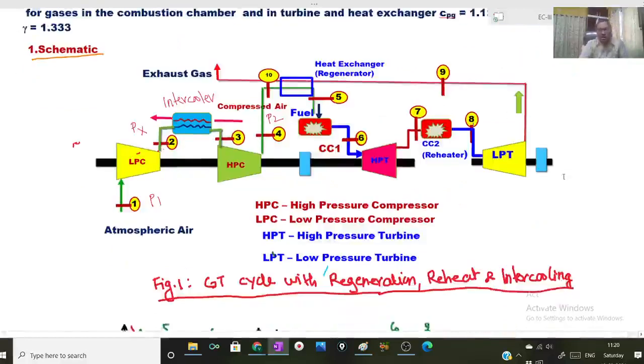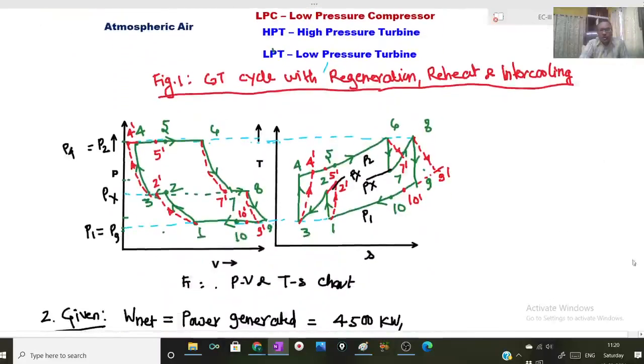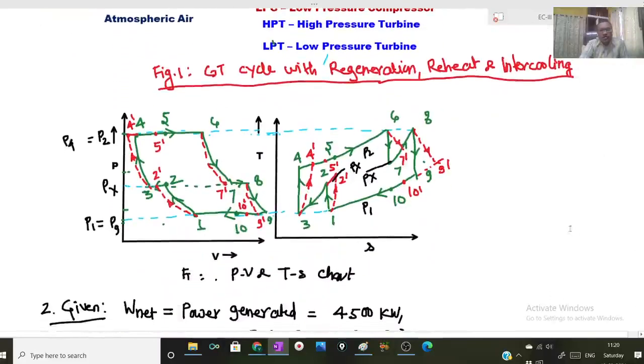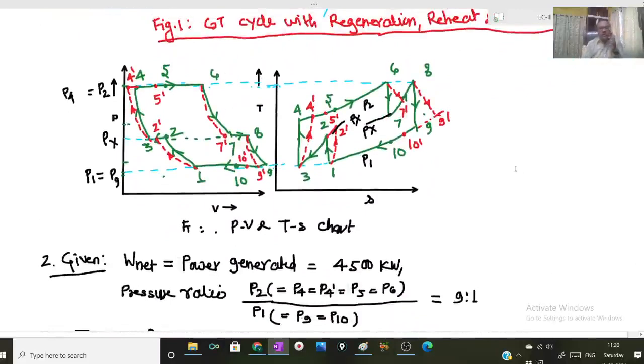Now all these processes can be shown on PV and TS diagram. As you can see, 1 to 2 is isentropic compression. Since compressor and turbine efficiencies are given, processes are no longer remaining isentropic. 1 to 2 dash represents actual compression.